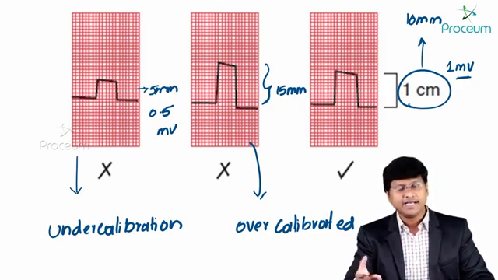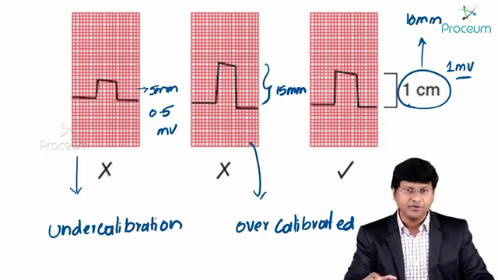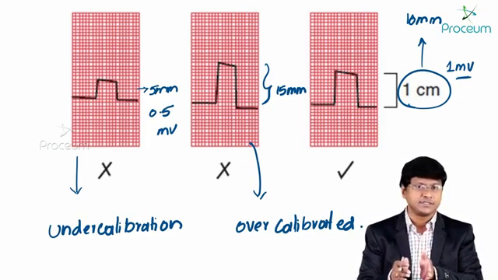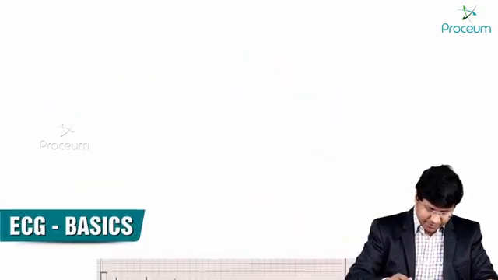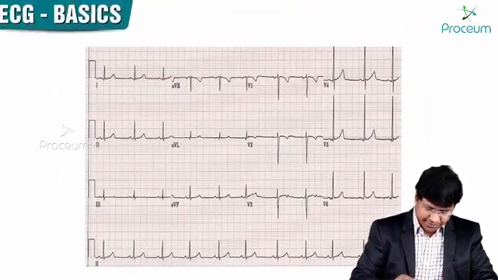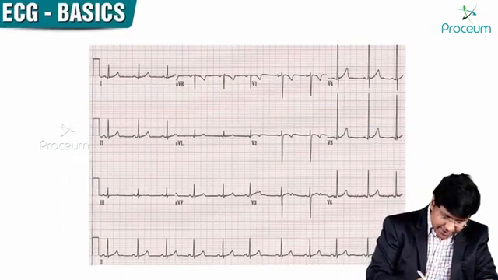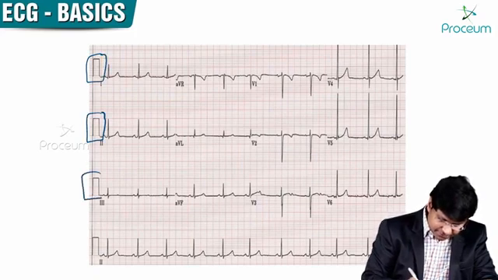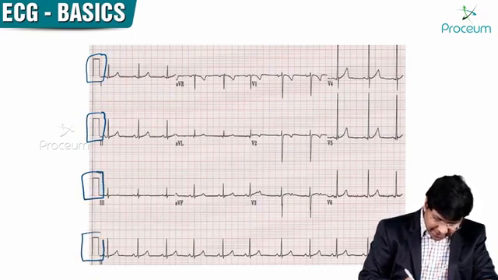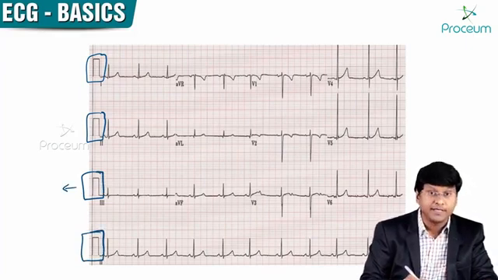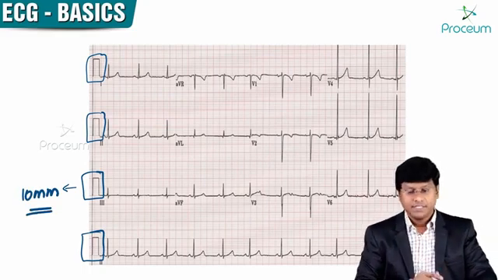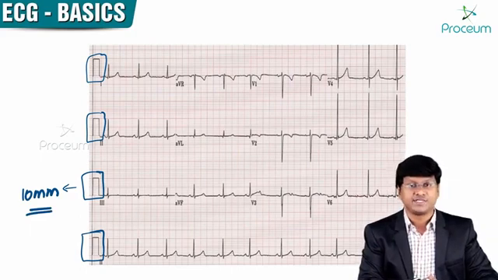Now, let me tell you what will happen if it is under calibrated, and what will happen if it is over calibrated. But before that, let me show you where you have the representation of calibration in a normal ECG. Okay, you see this is a normal ECG. On the left hand side you will have the normal calibration. You see how much it is occupying? It is occupying two large boxes. That means 10 mm. This is a properly calibrated ECG.